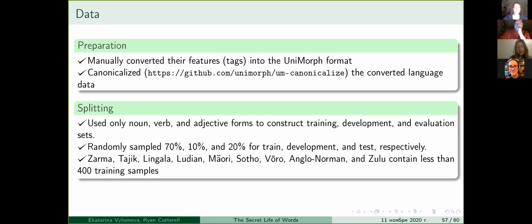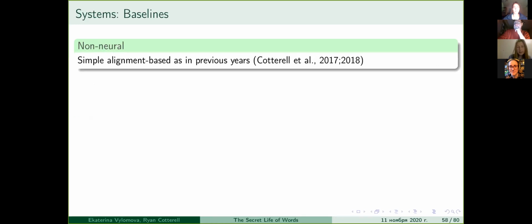This year, we had a huge annotation effort. We basically took some grammar books and then manually converted their language-specific features into UniMorph format. We then canonicalized the data. Still, some of the languages were very under-resourced, such as Zarma, Tajik, Lingala, Ludian, Maori, and so on.